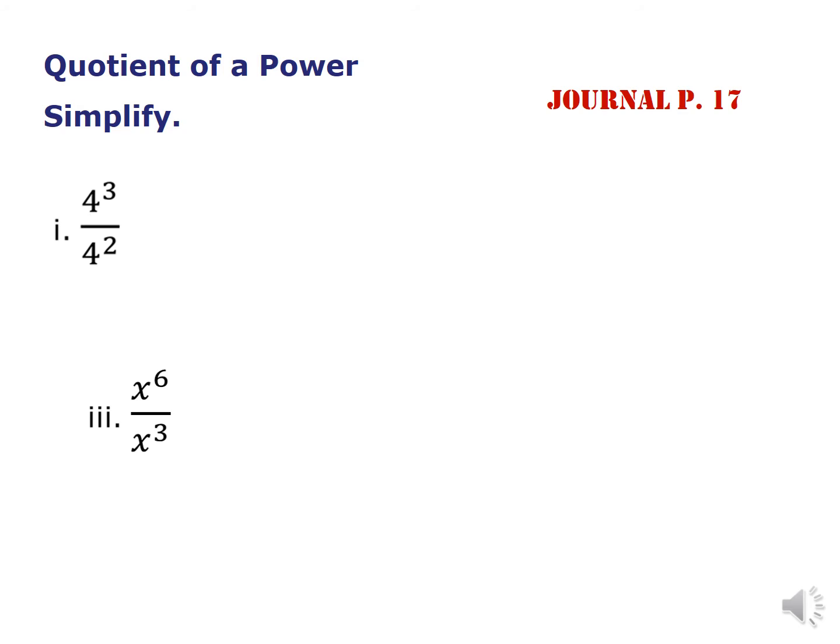Okay, this top one is 4 to the 3 minus 2 equals 4. Now what I do with these kinds of problems is I say 2 of these takes away 2 of these, and I'm left with 4 to the 1, which is 4. Down here this is x to the 6 minus 3, which is x cubed.